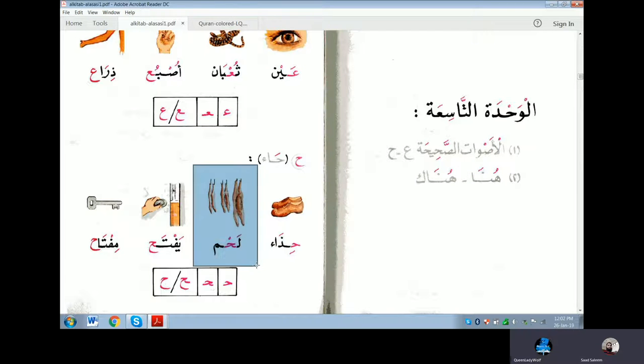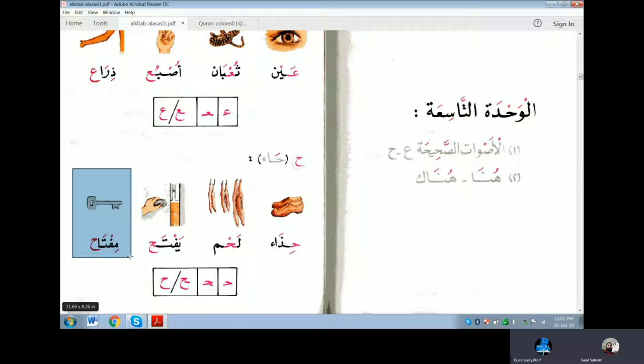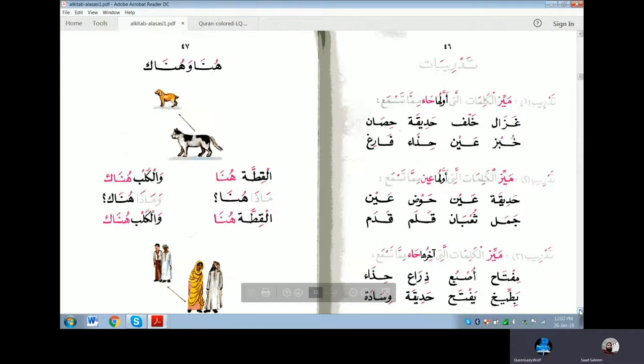Good. And lahm, meat. I remember that word. Miftah is key. Jafta, handle. Open. Jafta, he opens. But also, let me go right back to miftah, miftahun. Yes, miftahun means key.